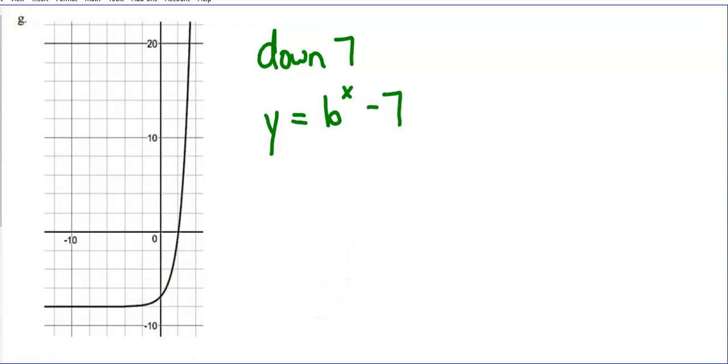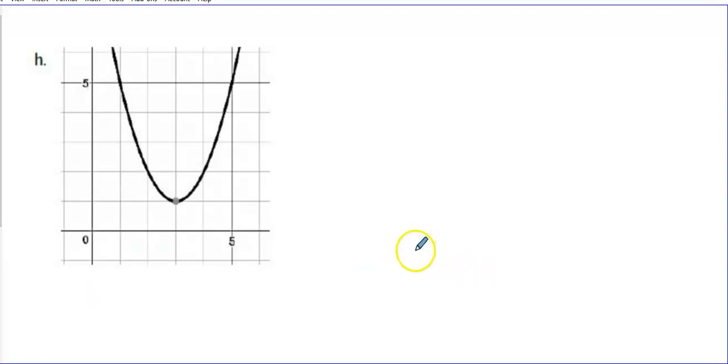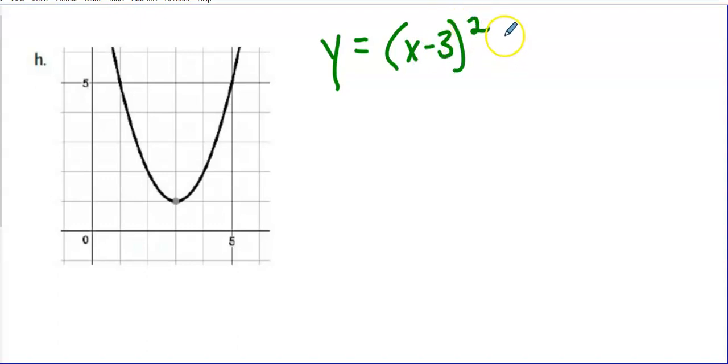Okay. All right. And the last one you had is another quadratic. And this one's pretty straightforward again. Parent function would have started here. It was moved right 3 and up 1. So we're just going to do this one real quickly. It would be y equals x minus 3 quantity squared plus 1. Okay, I think that's, yep, that was it.